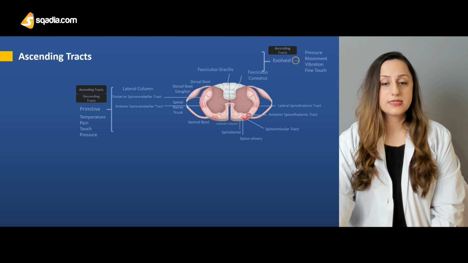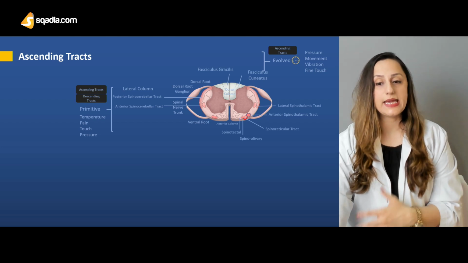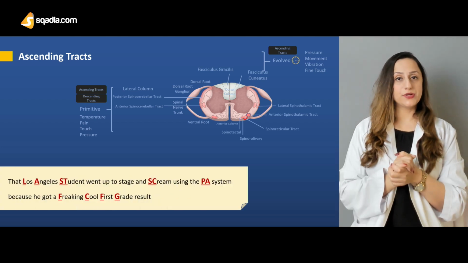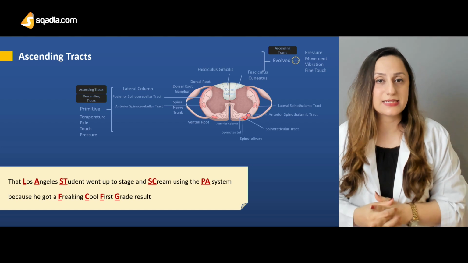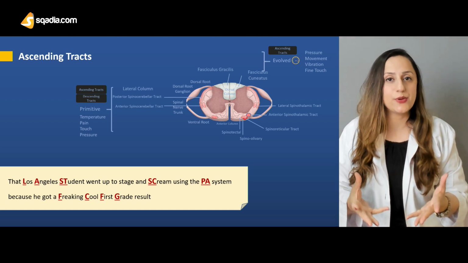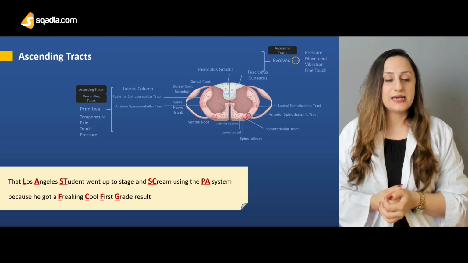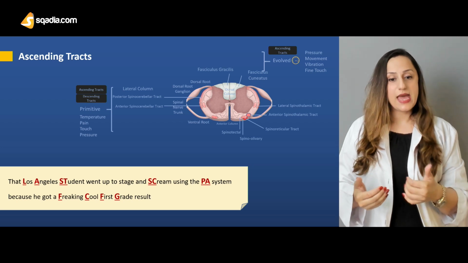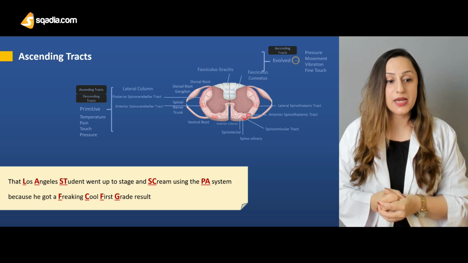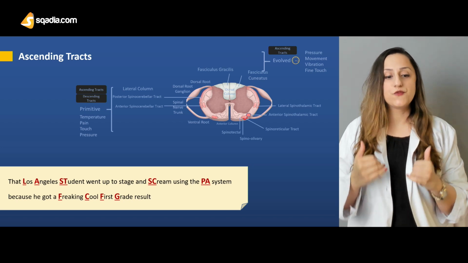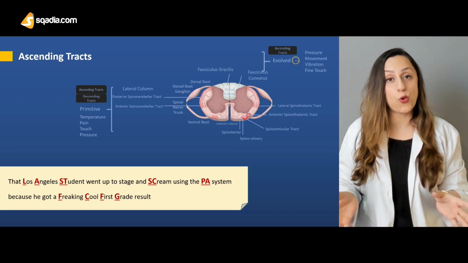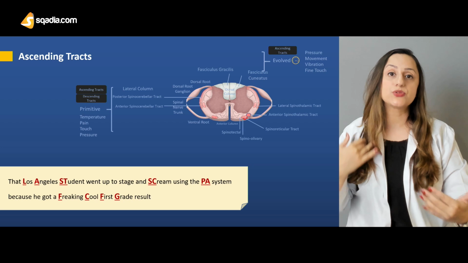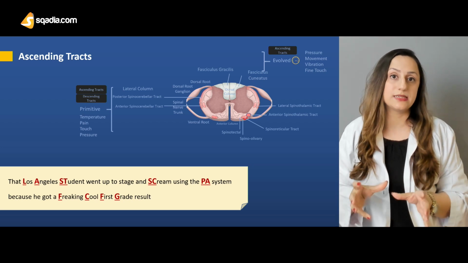So this is basically a summarized way in which we can look at the different tracts that are present over here. And how can you remember the names of these different tracts? There is a very fine mnemonic which is going to help you out in remembering these tracts. That is basically: Los Angeles student went up to stage and screamed using the PA system because he got a freaking cool first grade results. Now the letters in bold are going to help you remember the major ascending tracts that we have.